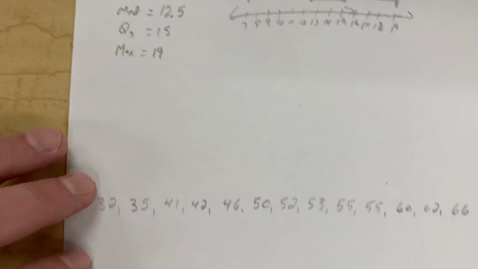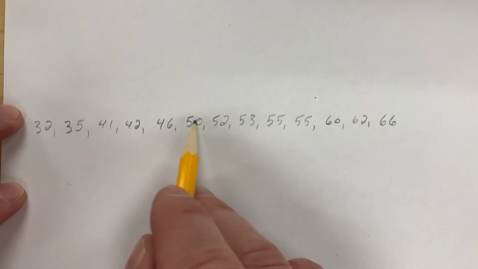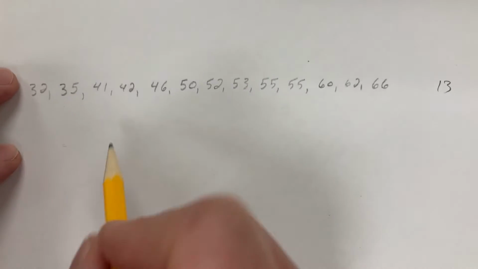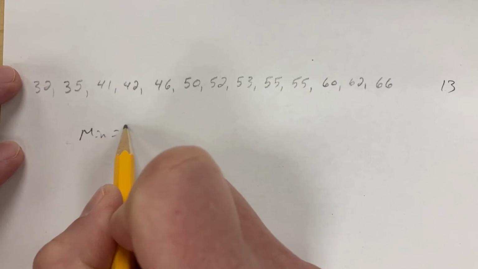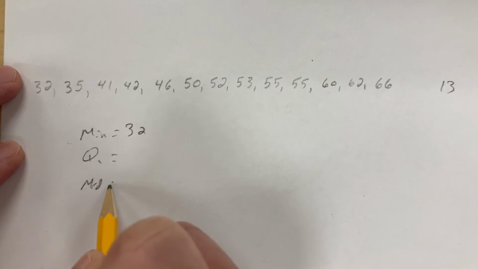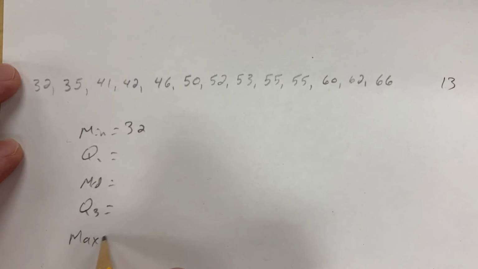I'm going to give you another example. This one's already in order for us. So we're just going to count 1, 2, 3, 4, 5, 6, 7, 8, 9, 10, 11, 12. There's 13 numbers in this set. Okay? So the minimum is 32. That's easy. Median, Q3. Maximum 66. That's pretty simple too.